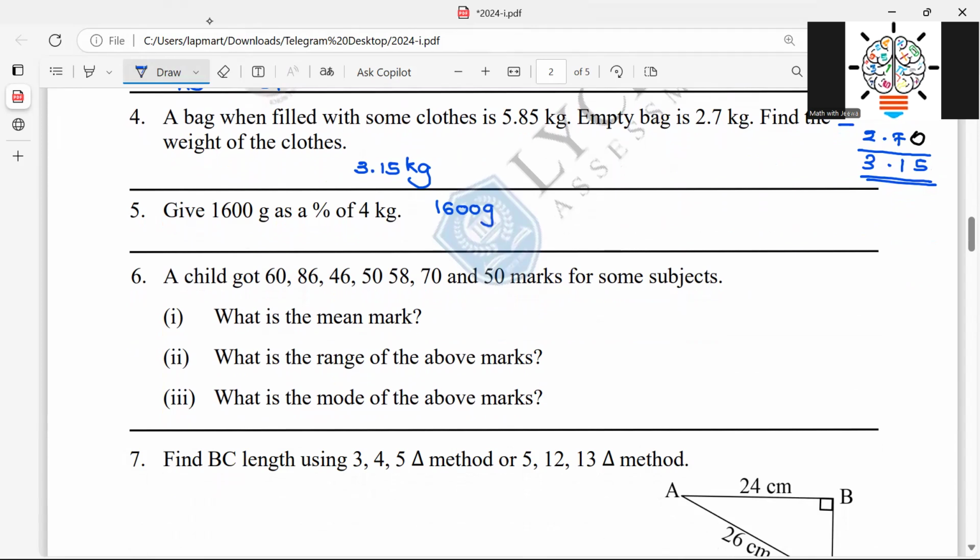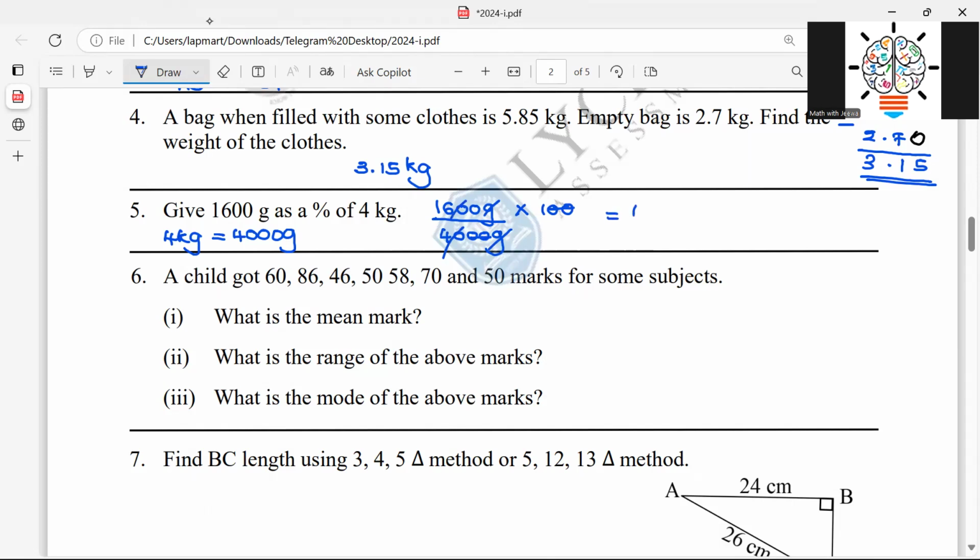1,600 gram. First of all, I want to convert 4 kilograms into grams, that is 4,000 grams. That is the first thing you should do. And 1,600 grams as a percentage of what? Of 4 kilograms, that is 4,000 grams. Gram and gram cancel, two zeros cancel, and this 0 and this 0 cancel.